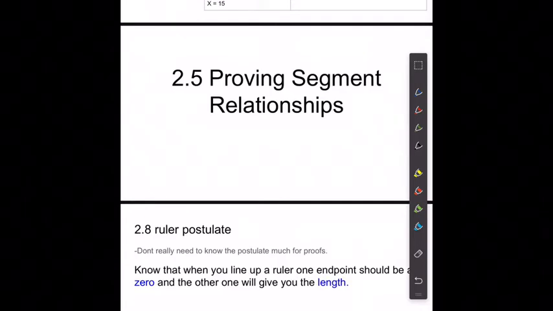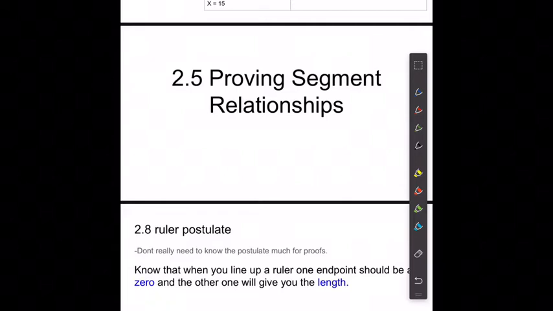So 2.5, we're going to start right in with some geometric proofs. We're going to prove some segment relationships. So we're just going to be proving some things about lines today. So we're going to learn a couple of postulates. Some of these are kind of ridiculous, actually, to be honest, but that's okay.